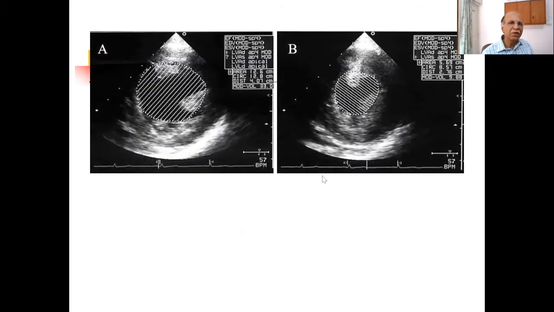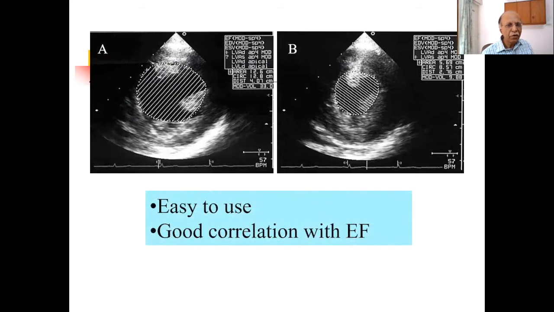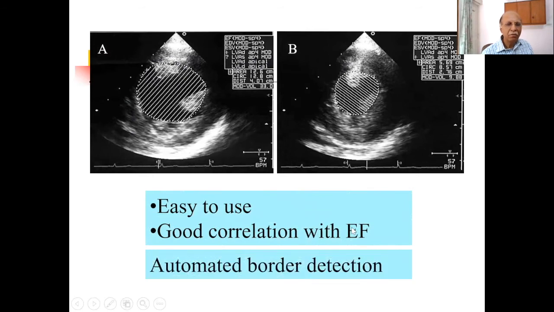You get a transgastric short axis view in the end diastolic frame, the largest or the biggest dimension of the left ventricle, and the smallest in the end systolic frame, and you measure the area, include the papillary muscles in your measurement, and you get the left ventricular fractional area change. It is easy to use and it has got good correlation with the ejection fraction, and the endocardial dropout can be overcome by automated border detection.